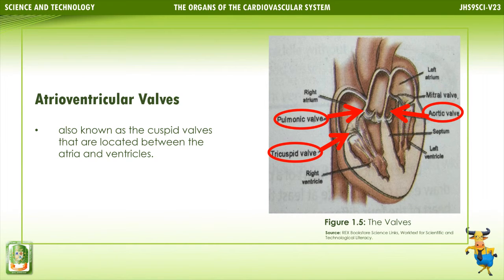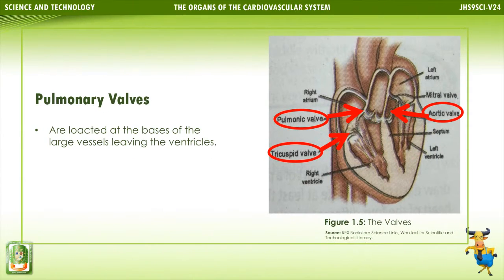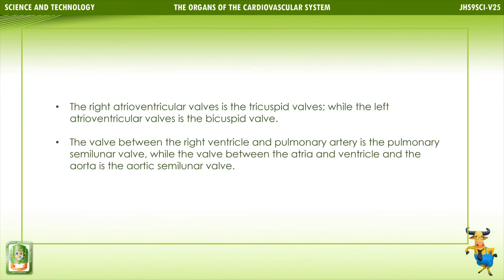Atrioventricular valves, also known as the cuspid valves, are located between the atria and ventricles. Pulmonary valves are located at the base of the large vessels leaving the ventricles. The right atrioventricular valve is the tricuspid valve, while the left atrioventricular valve is the bicuspid valve. The valve between the right ventricle and pulmonary artery is the pulmonary semilunar valve, while the valve between the left ventricle and the aorta is the aortic semilunar valve.